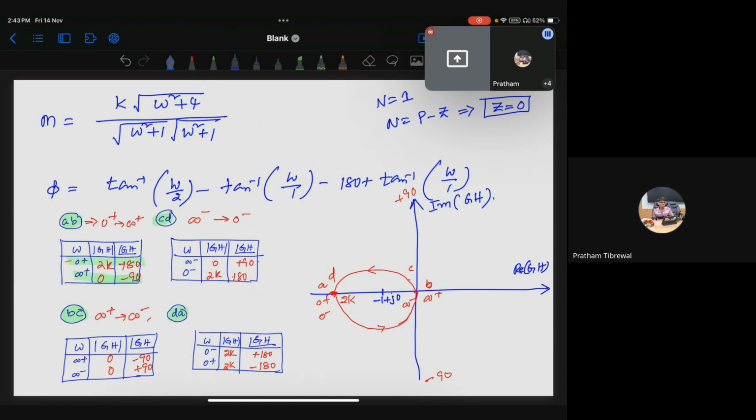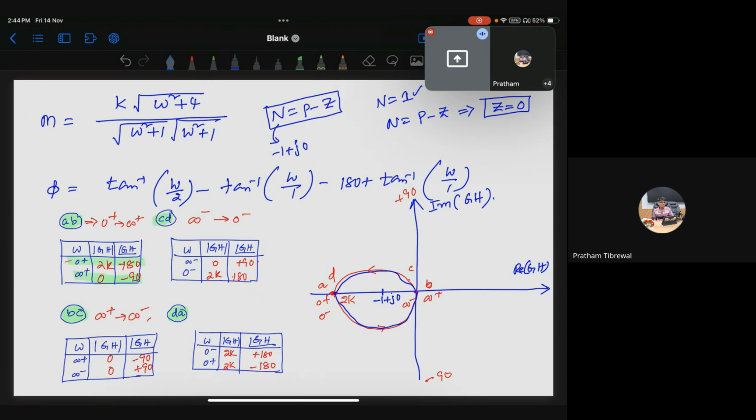Sir, how do you say stable? Just okay. This N equals 1. Yeah, N is equal to P minus Z. Here, a simple thing, N is the number of encirclements with this point. Okay. Here, how many encirclements? It went like this and came back. Only one encirclement, correct? A circle. Yeah, one circle. That's why N equals 1.